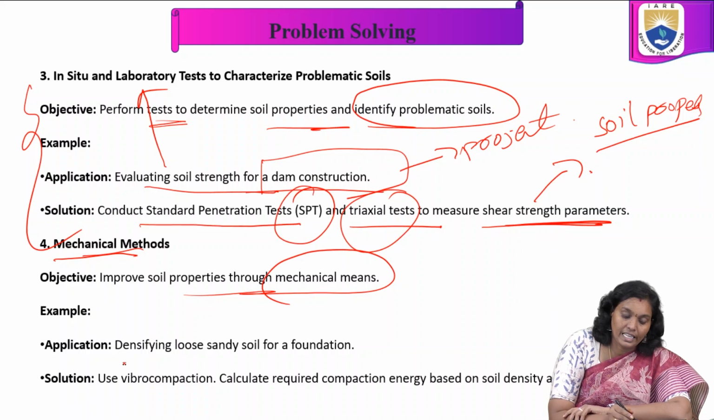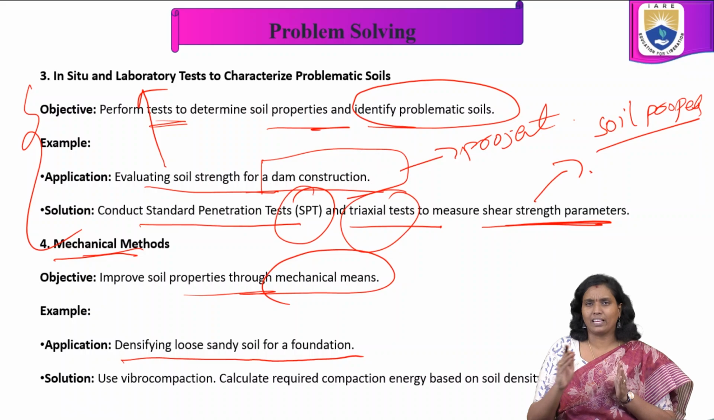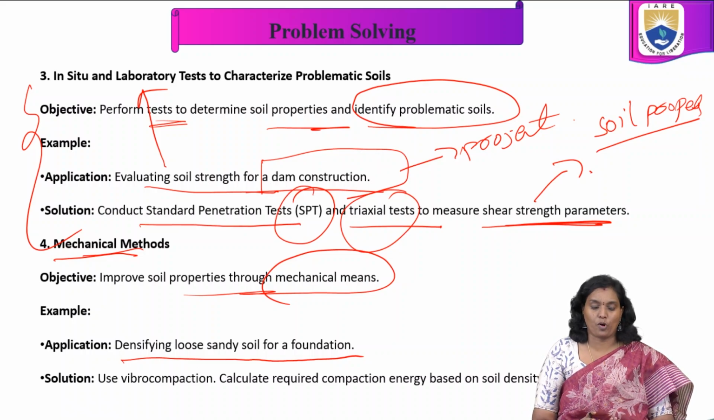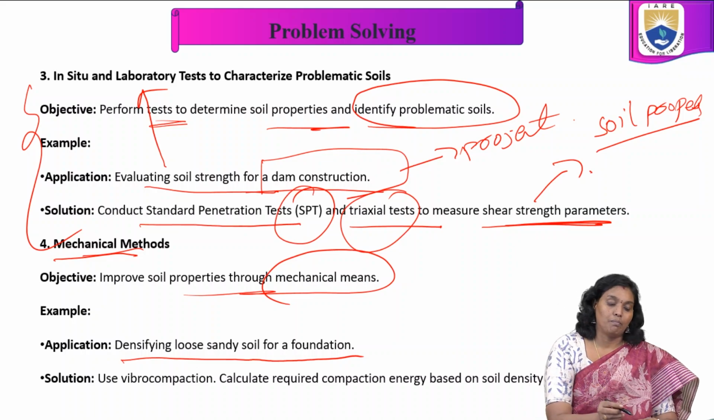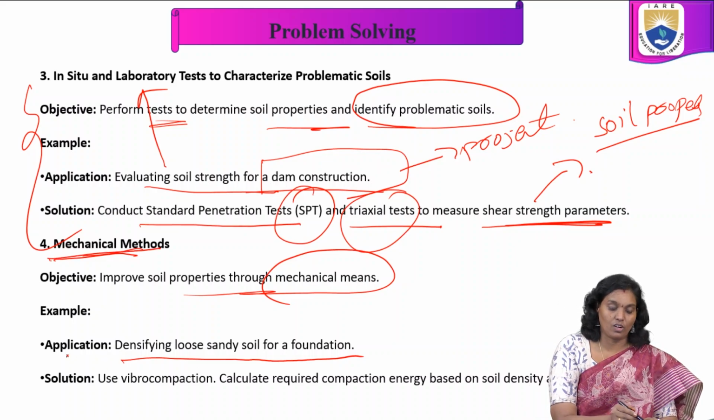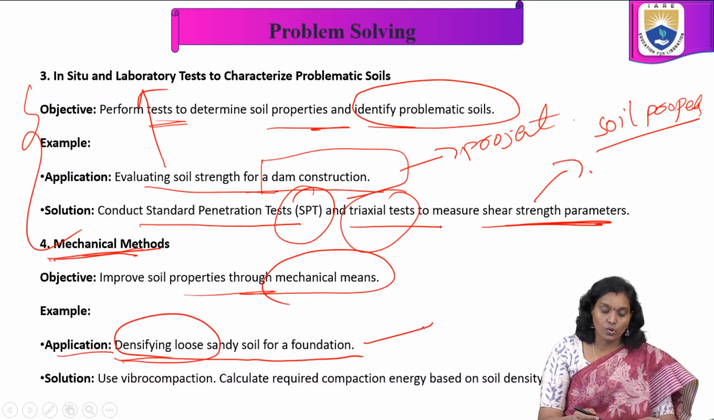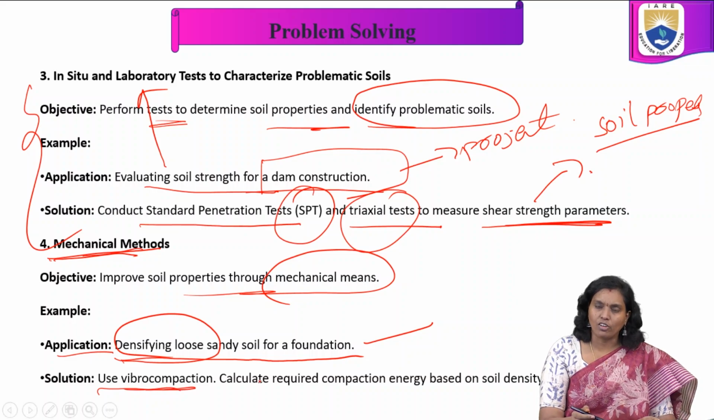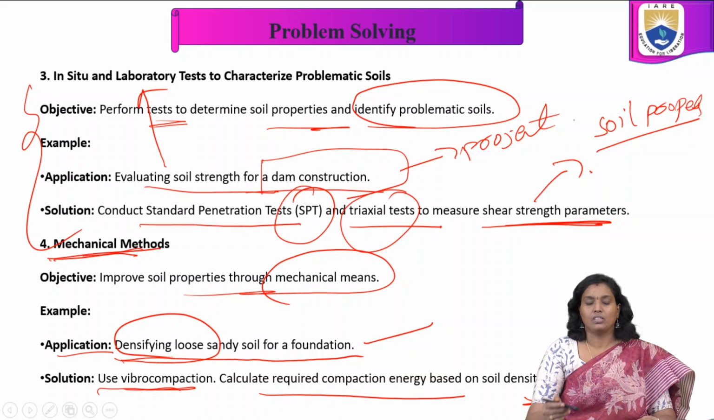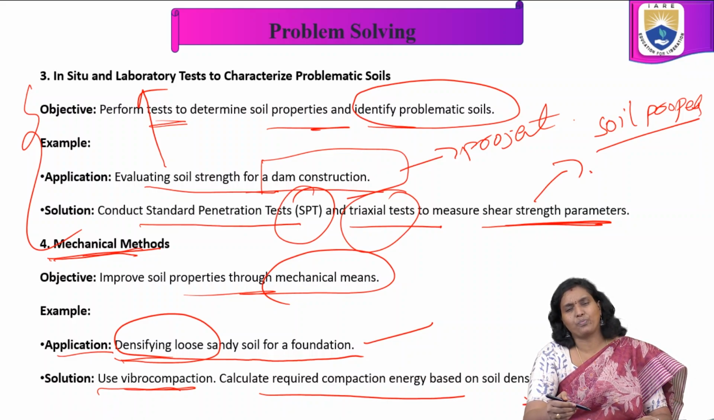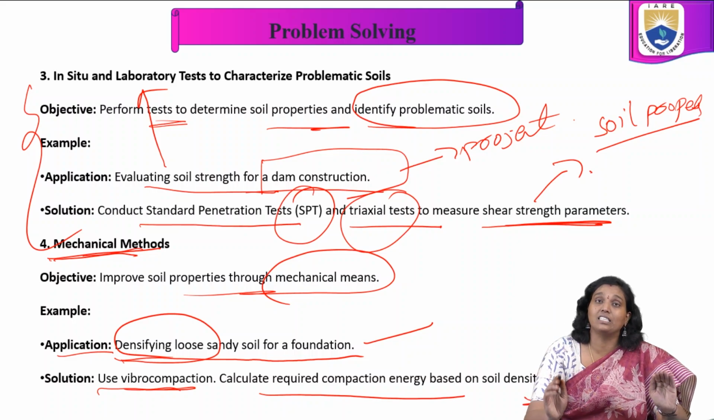For example, densifying the loose sandy soil for foundation. Once we categorize, it depends upon improving the soil properties under that respective category. So in the mechanical methods, we apply densifying the loose sandy soil for a foundation. Use vibrocompaction. Calculate required compaction energy based on soil density and depth. These are the things we are going to understand, based on the categorized methods.